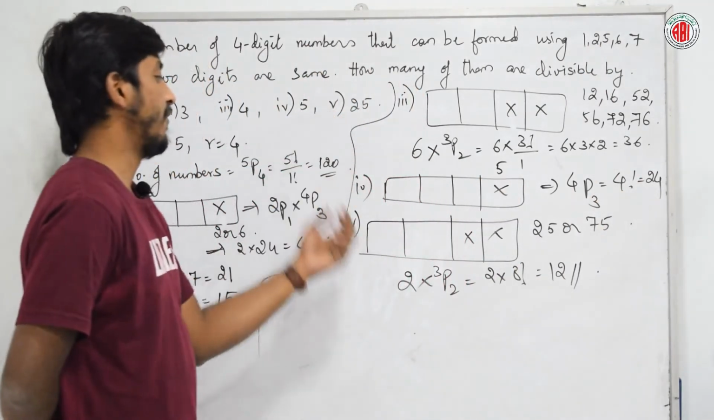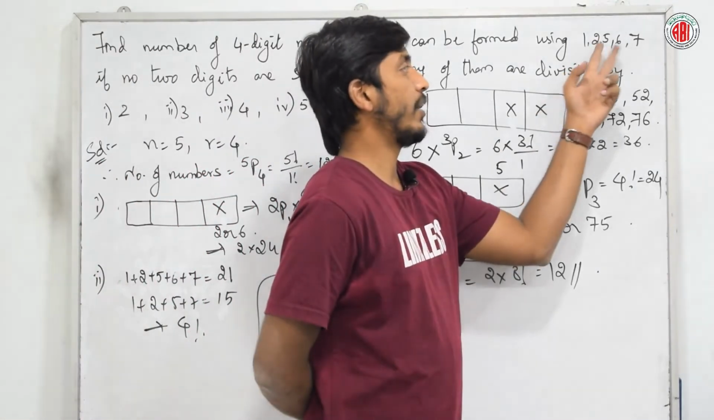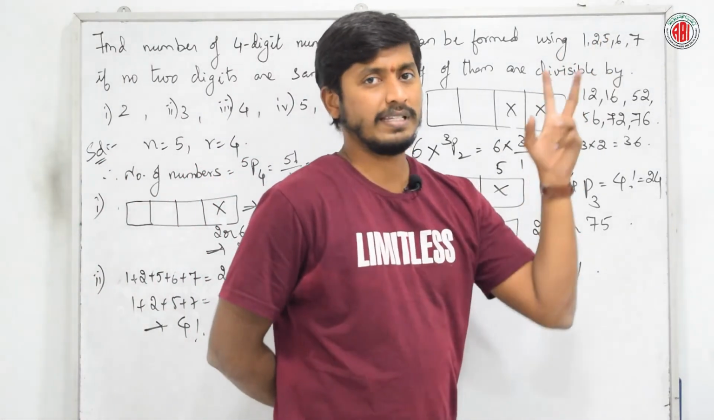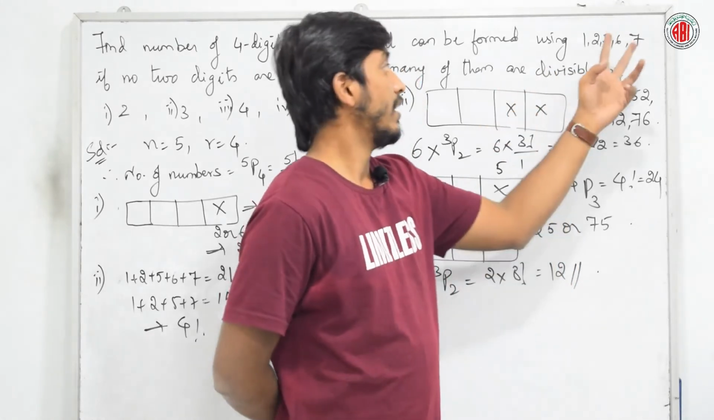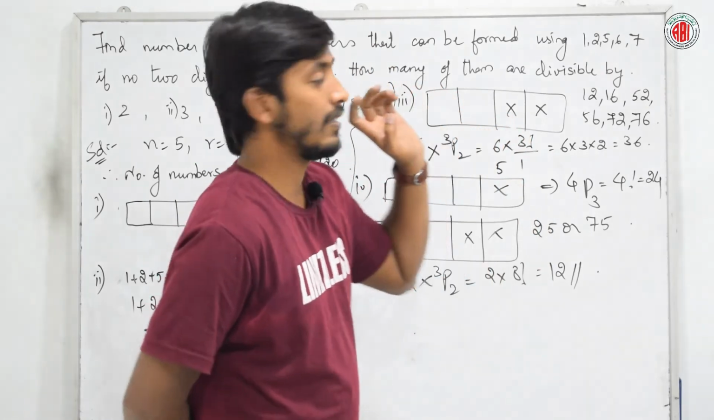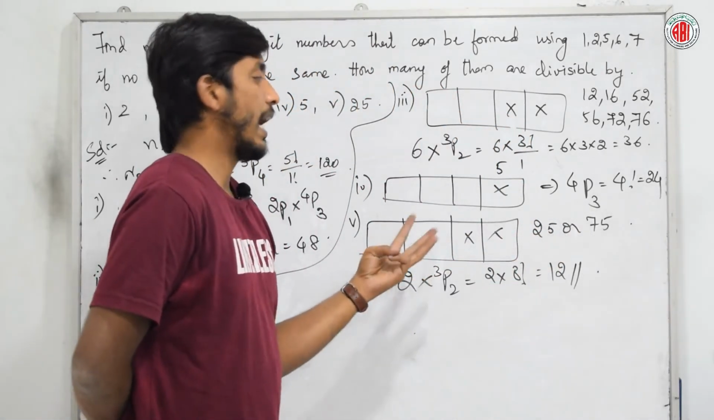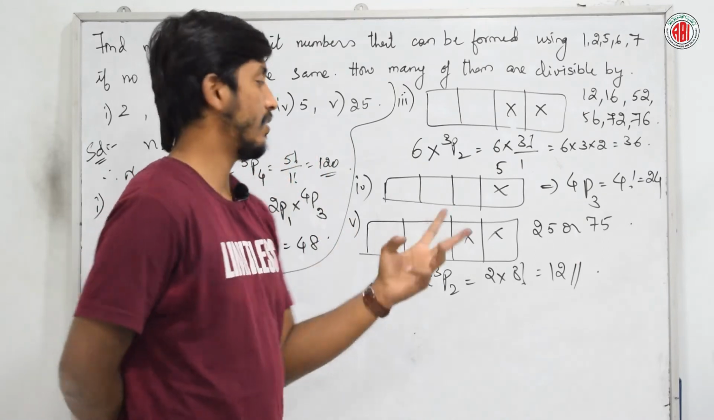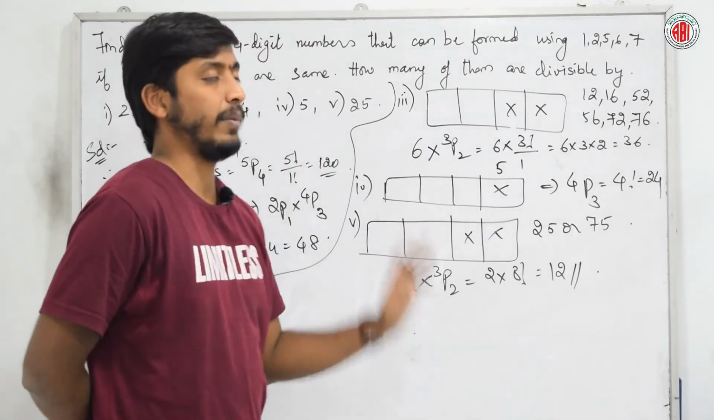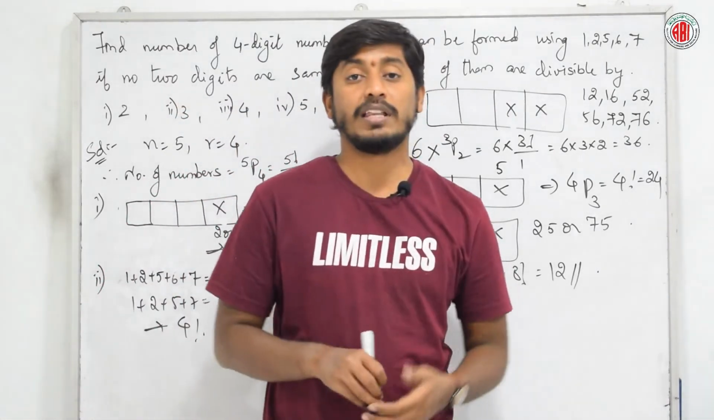Next, 25. The last 2 digits must be divisible by 25. Here we can get 25 or 75, because 65 and 15 are not in the 25 table. Yes. So these 2 numbers, that's why I have written into 2. I will be left with 3 elements, 2 positions, 3P2. That will be my answer. Okay. Did you understand? Shall we move on to the next problem?